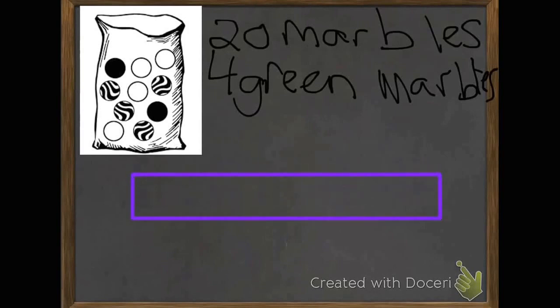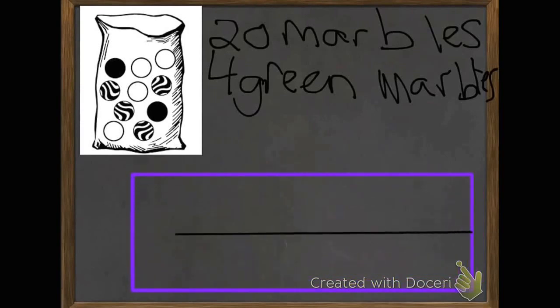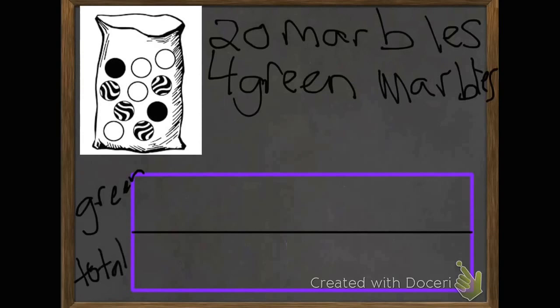So first what I'm going to do is make a chart, and make a line down the middle. Here we go. And then I want to know how many of these are going to be green. And then this is going to be my total. And I already know my first piece of data. My total number of marbles with one bag is 20, and I have 4 green marbles.